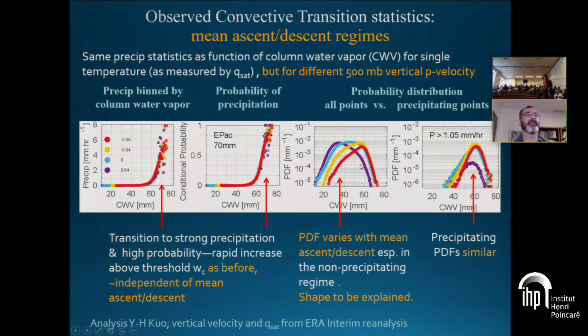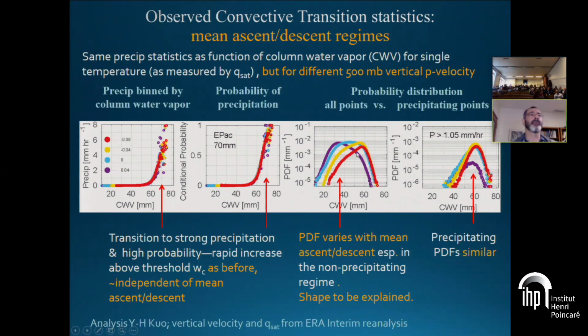And the big difference that you can see is that there's now a very sensible behavior in the descent regime with low-level moisture divergence. You're tending to peak at low water vapor. You spend a long time in the non-precipitating regime. Then you have this slow drop, this is a log plot, out to where you have a much more rapid drop when you get to the onset of precipitation.